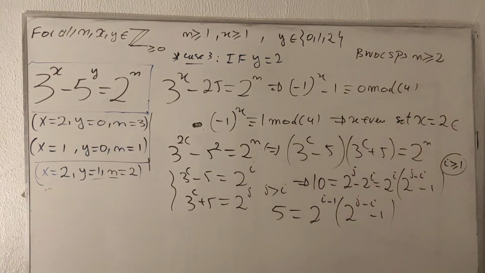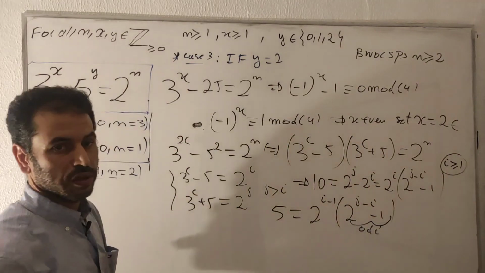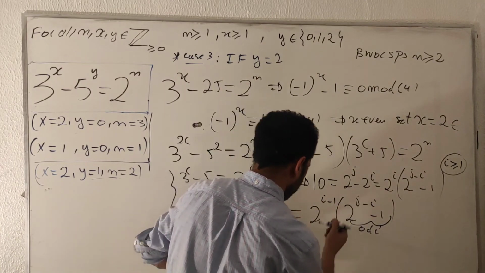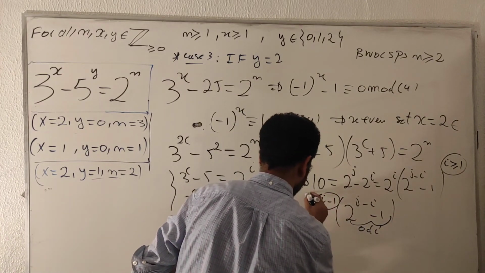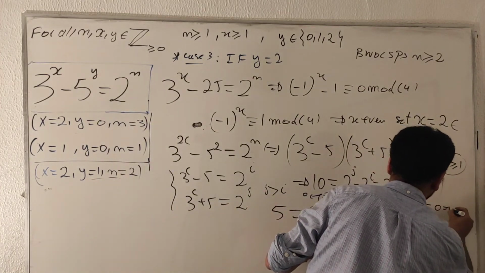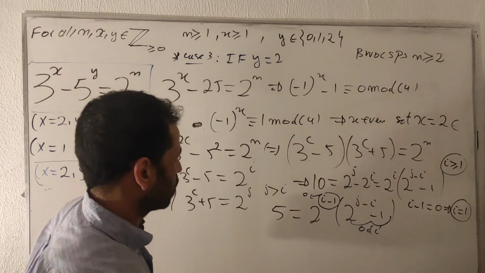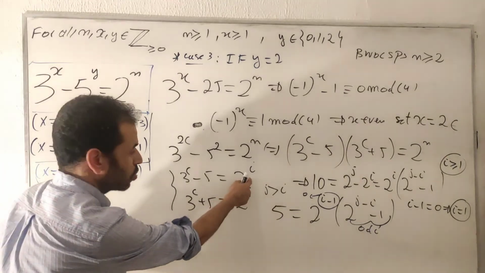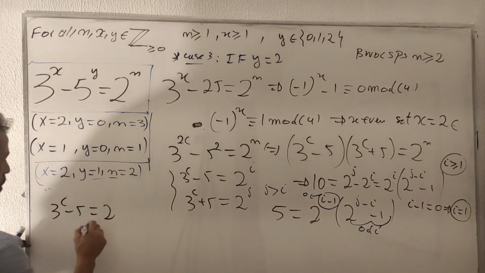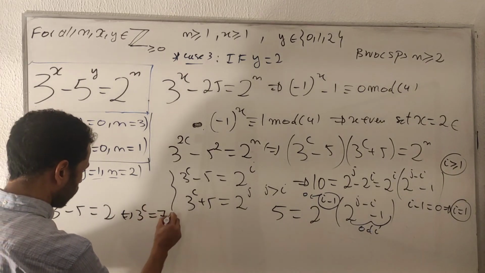Okay, so I get this term is odd, but this one is even. So it's impossible to leave number 2 here as an even. We need this exponent to be equal to 0. Okay, which means i minus number 1 equals 0. In other words, i equals 1. Okay, if i equals 1, let's take this value of i and insert it into this equation. I get 3 to the c minus 5 equals 2. Let's move over minus 5 to the right. I get 3 to the c equals 7.